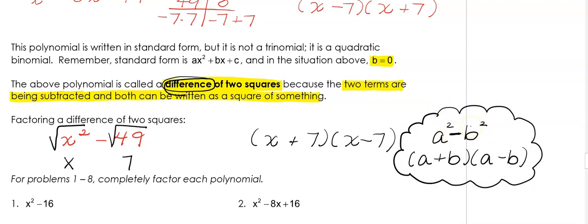Now, if there's a 4, like if it's a to the 4th or b to the 4th, you would again take the square root, but then you might have to take the square root again. They could even get bigger. But don't forget, different signs, ladies and gentlemen. And you take the square root of each term to figure out your a and your b.